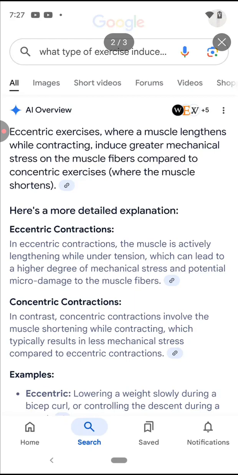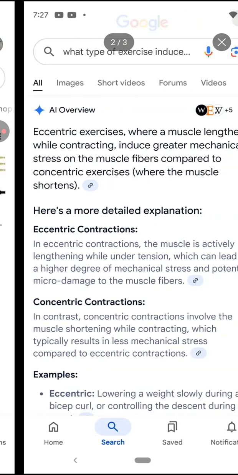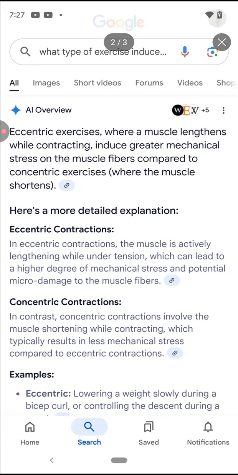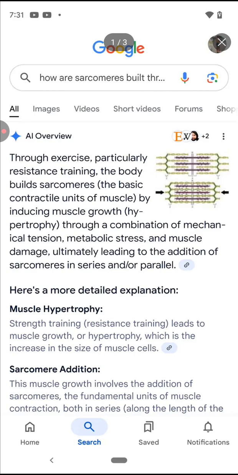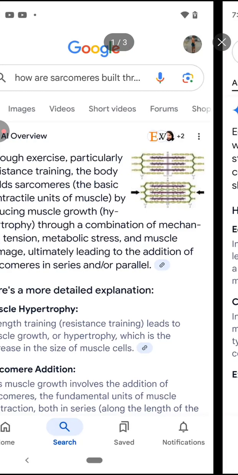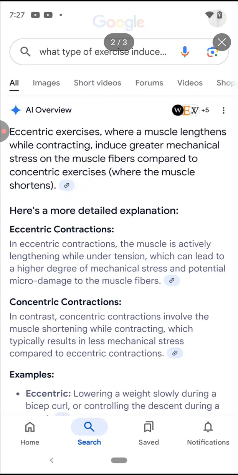So where the muscle lengthens while contracting, it induces greater mechanical stress on the muscle fibers. When you read here, it says in eccentric contractions, the muscle is actively lengthened while under tension, which can lead to a higher degree of mechanical stress and potential micro damage to the muscle fibers. Oh, so what is this when they say muscle damage? So what is mechanical stress? Oh, it's micro tears, it's micro damage.